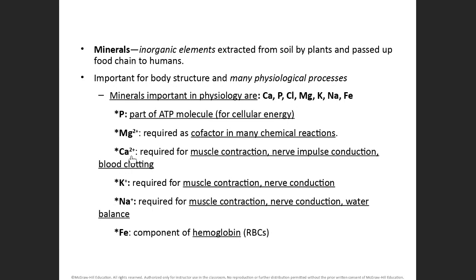Potassium, like calcium, is also required for muscle contraction and nerve conduction. And the same with sodium. Sodium is also required for these two. So calcium, potassium, sodium, all three of these are absolutely necessary in order for us to perform muscle contraction or nerve impulse conduction. Like calcium, potassium and sodium, we're going to be talking about these ions a great deal all throughout this class. So definitely want to know their function.